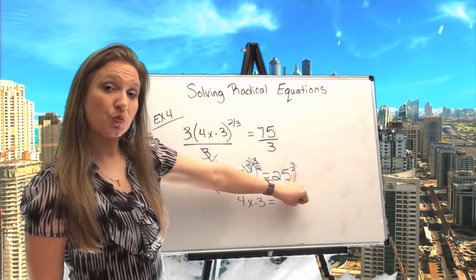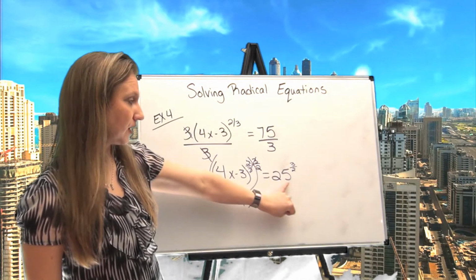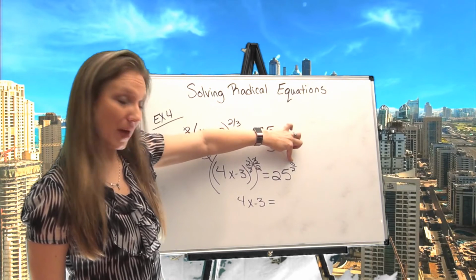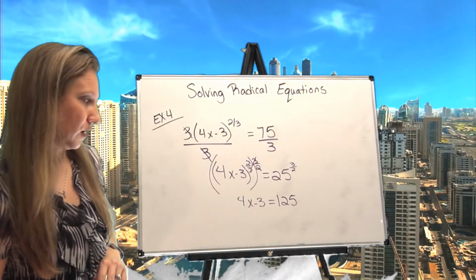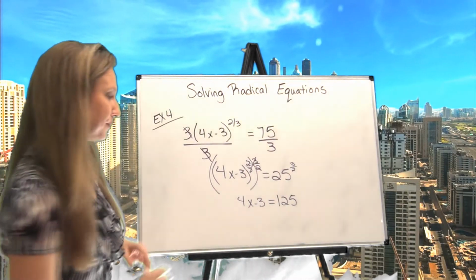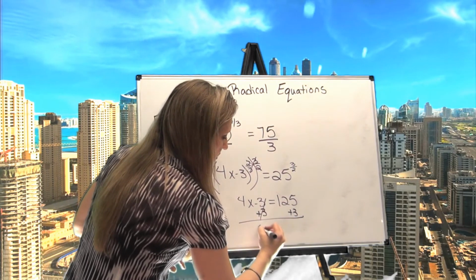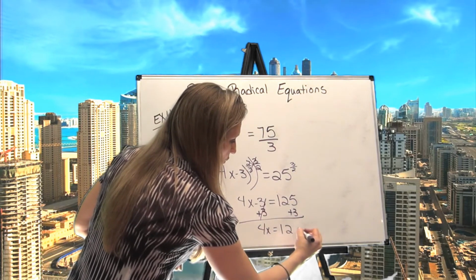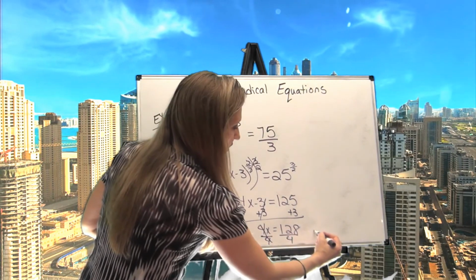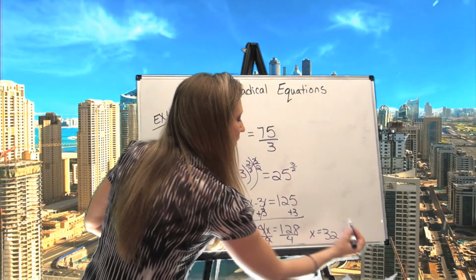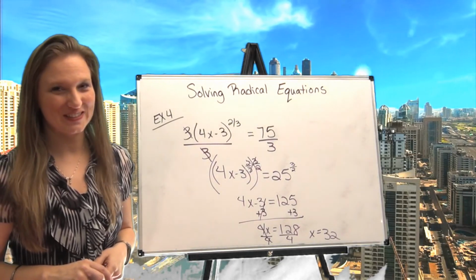Remember, the denominator is the root. So I'm going to take the square root of 25, which is 5. 5 raised to the 3rd power is 125. All right, now we just have to solve for x. So I'm going to add 3 first. So I'm left with 4x equals 128. Last to solve for x, I'm going to divide both sides by 4. x is 32. And that's it for solving radical equations.